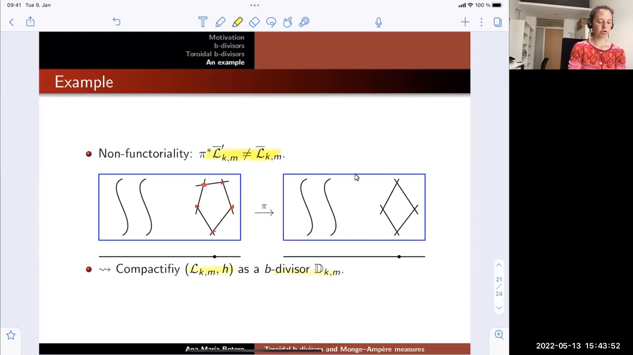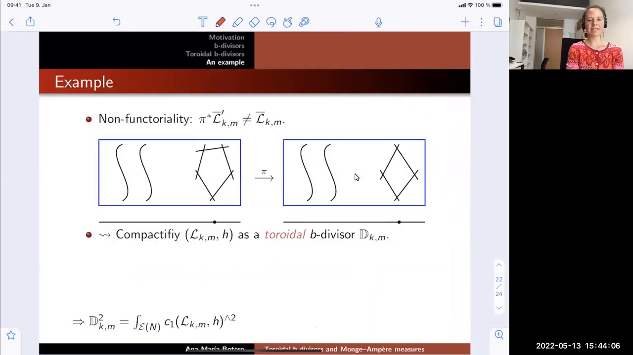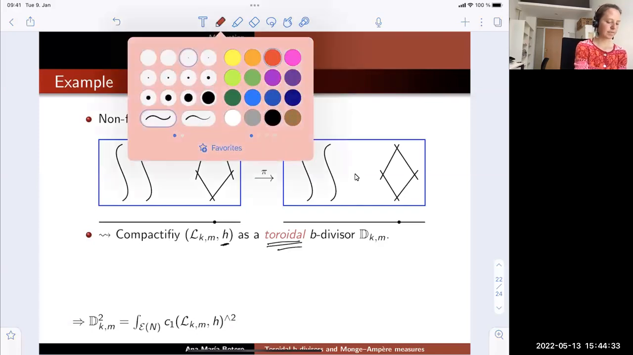Now, how this procedure is done is going to be explained by Jose. But the point is, in this case, you can compactify it not only as a b-divisor but as a toroidal b-divisor. In this case, this H here has the property that it is a toroidal thing, and the corresponding b-divisor is going to be toroidal. So you can use this whole theory which I was talking about before. So maybe here we can make an explicit example.